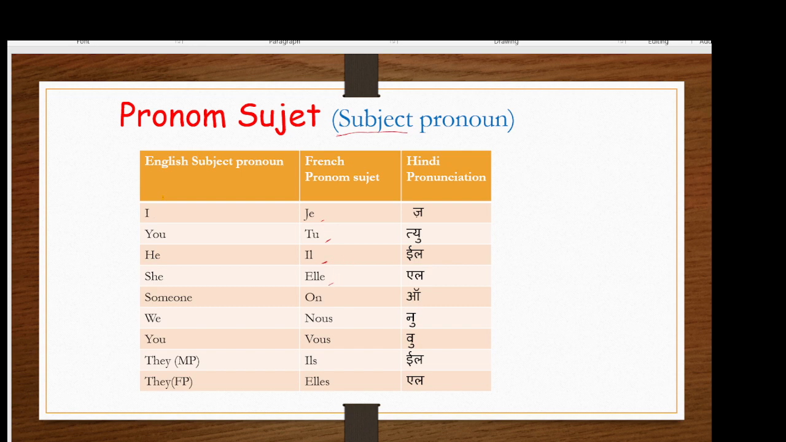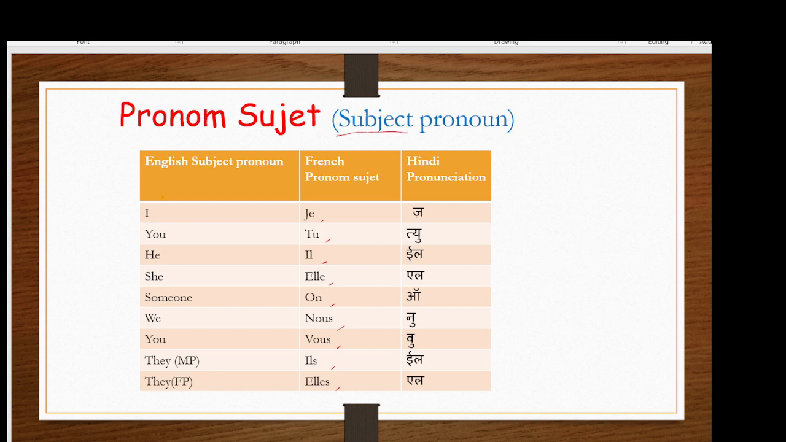Elle means she. On means someone. Nous means we. For you, we use vous. For masculine plural, we use ils. For feminine plural, we use elles.